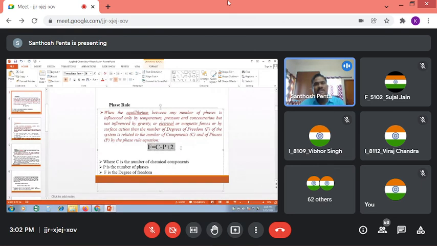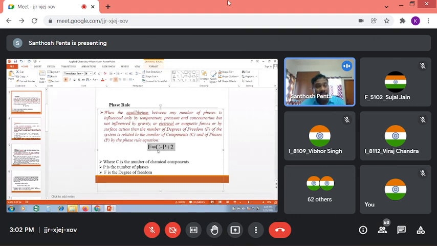F is equal to C minus P plus 2. In that, F stands for degree of freedom, C stands for number of components, P stands for number of phases. According to the scientist Willard Gibbs, for degree of freedom he considered only 3 independent variable factors, that is temperature, pressure and concentration. So for any equilibrium system you must specify temperature, pressure and concentration only.